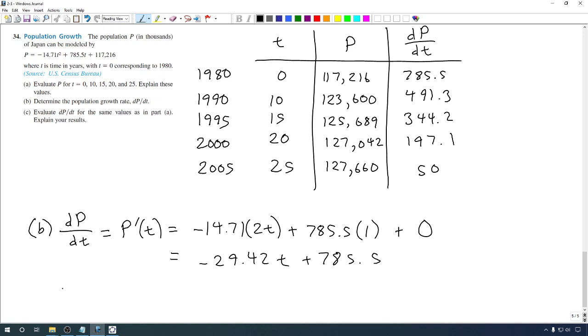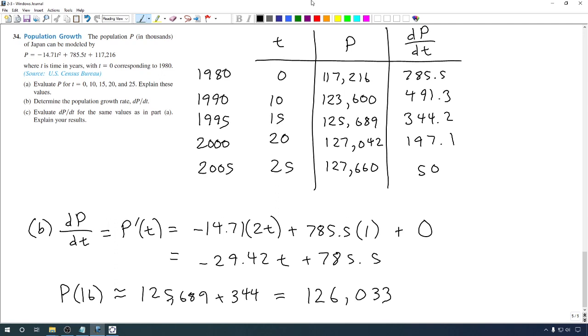So we would expect that P of 16, so 1996 would be t equals 16, we'd expect that to be 125,689 plus 344.2. Or I guess we can leave off the 0.2. We'll round down. But we expect an answer of 126,033, or 126,033,000 people.